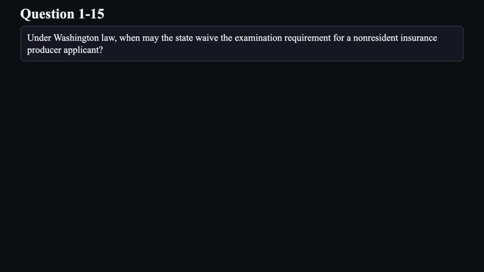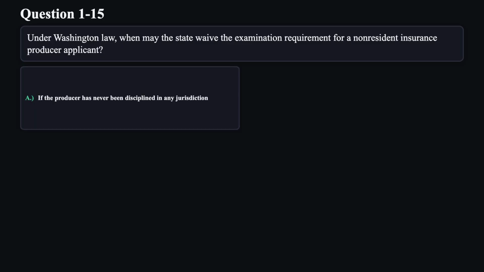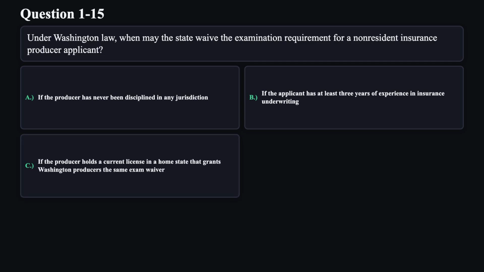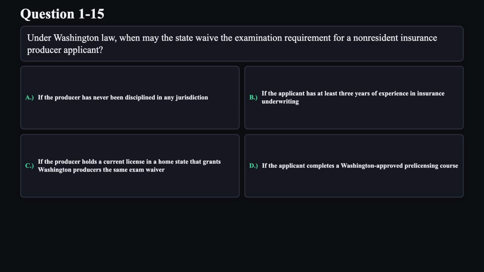Question 15. Under Washington law, when may the state waive the examination requirement for a non-resident insurance producer applicant? A. If the producer has never been disciplined in any jurisdiction. B. If the applicant has at least 3 years of experience in insurance underwriting. C. If the producer holds a current license in a home state that grants Washington producers the same exam waiver. D. If the applicant completes a Washington-approved pre-licensing course.